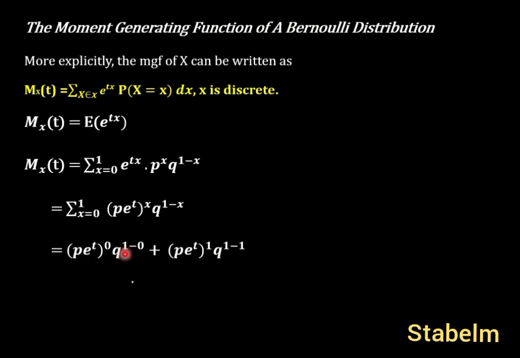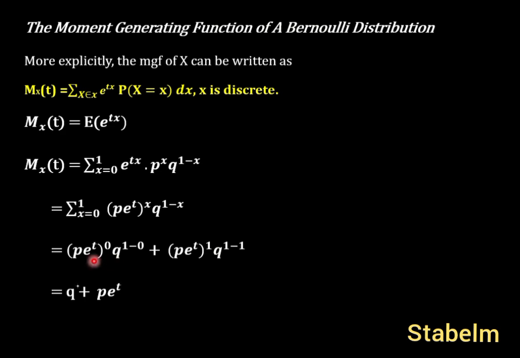When x is 0 plus when x is 1: p exponential t raised to the power 0, all of this is going to be 1. 1 minus 0 is 1. So we have 1 multiplied by q raised to the power 1, which will still give us q. Then here 1 minus 1 is 0, so that is 1 already. p exponential t multiplied by 1 will still give us p exponential t. So here now we have q plus p exponential t.